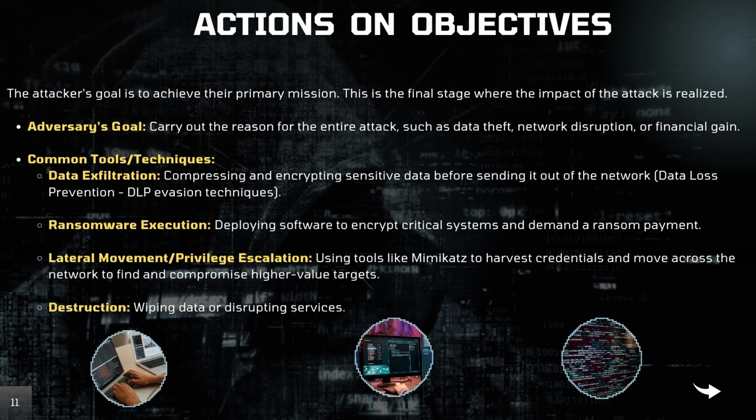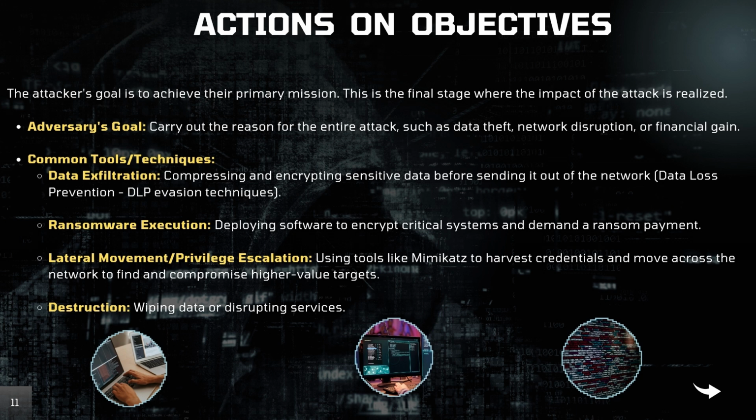We've reached the final stage: actions on objectives. This is where the impact is realized, and the attacker achieves their primary mission. This is the moment of truth for both the attacker and the defender. The objectives vary but can include data exfiltration, compressing and encrypting sensitive data before stealing it; ransomware execution, deploying encryption software to demand a ransom; lateral movement and privilege escalation, using tools like Mimikatz to harvest credentials to move deeper into the network; or simply, destruction, wiping data or disrupting vital services.